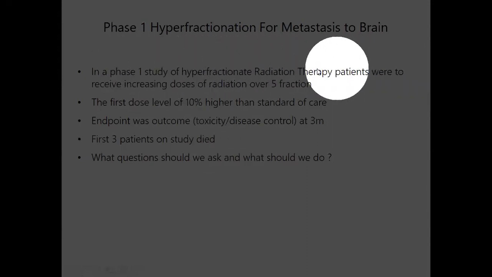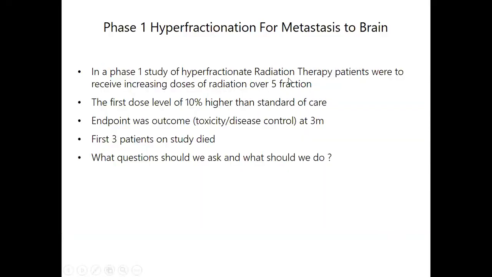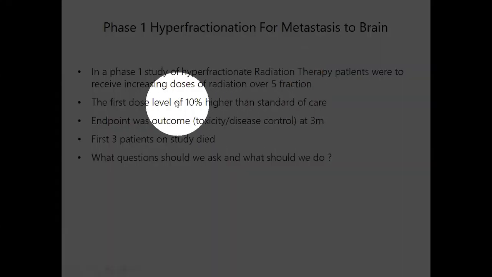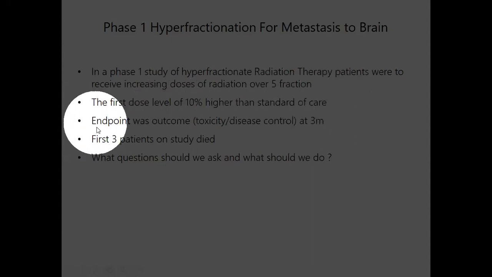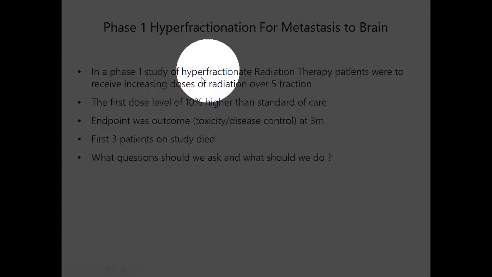In the hyperfractionation therapy study, patients were receiving increasing doses of radiation over 5 fractions. Standard of care is X gray, which is the dose, times 5. So their phase 1 study was increasing the first dose level by 10%. Reasonable, 10% sounds right. The first dose level was 10% higher than standard of care. The endpoint was outcome at 3 months. So at 3 months, disease control.